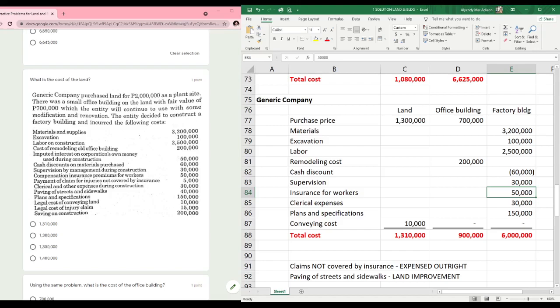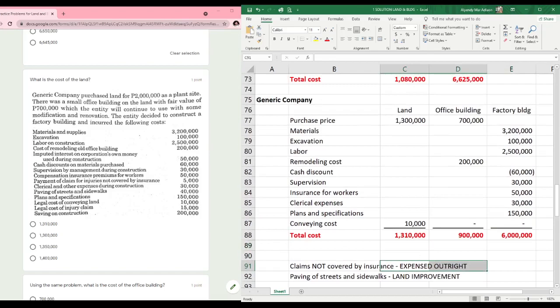Okay, next. Clerical and other expenses during construction, that is under the building. Paving of streets and sidewalks. This is a land improvement. Okay? Land improvement. Plans and specifications, this relates to the construction of the building. And legal cost of injury claim, this relates to the payment of claim for injuries not covered by insurance, still that will be expense outright.